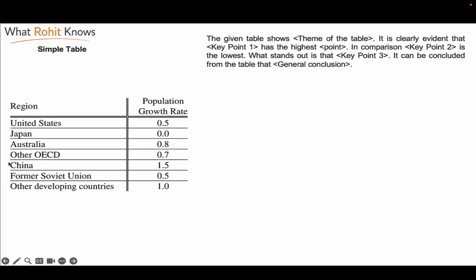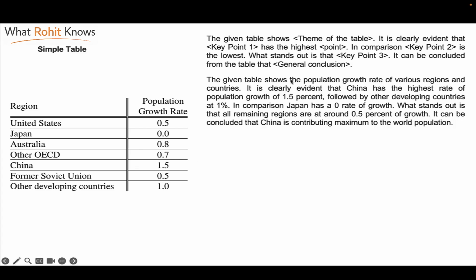So you pick the highest, combine these two. So that will be your one key point. Try to pick a row which has the highest point. After that, in comparison, you have to look at something which is the lowest. And then similarly, an outlier or a trend that stands out, that will be your key point. So here's an example. The given table shows the population growth rate of various regions and countries. It's clearly evident that, so I had to pick the highest. Highest is 1.5 for China.